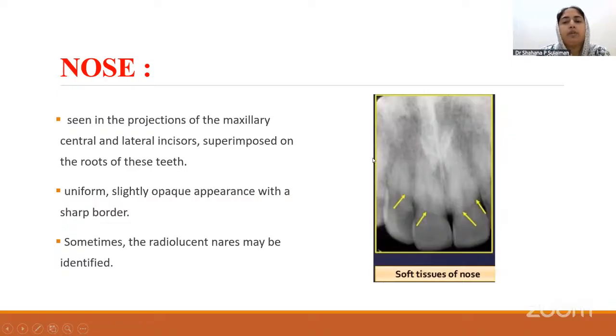Now coming to the soft tissue shadow of the nose. The soft tissue shadow of the nose can be visible as a diffuse radio-opacity across the roots of the maxillary anterior teeth. This is mostly seen in projections of maxillary central and lateral incisors. So in some cases, you might be able to appreciate even the radiolucent nares.